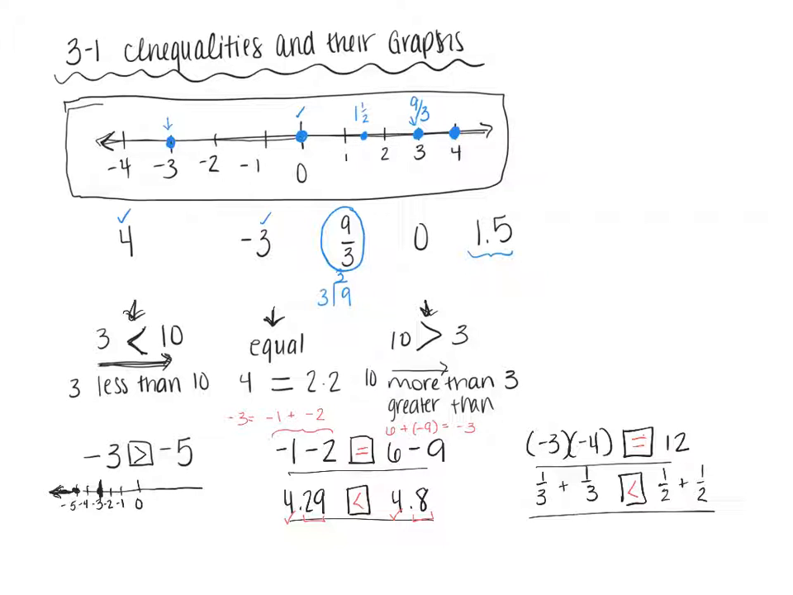All right, let's look over here. What happens when I multiply a negative by a negative? I get a positive. So this is the same as +3 times 4, which happens to equal 12. Remember that when you multiply a negative times a negative, you end up with a positive.